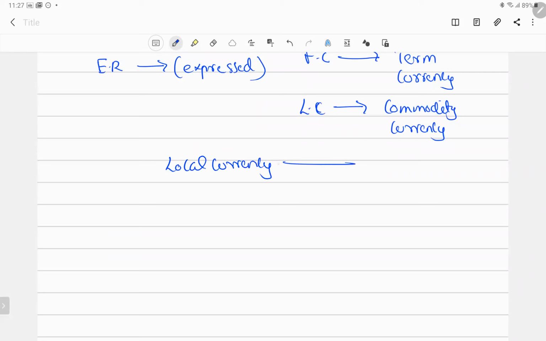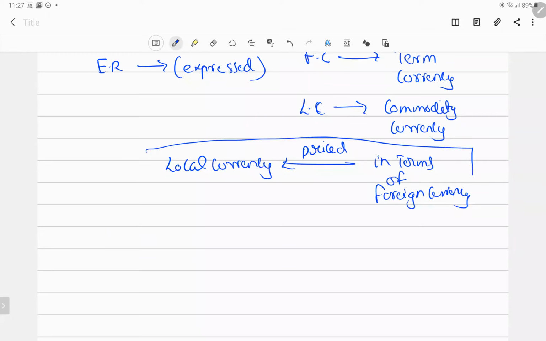So in volume quotation, how have they given it? The local currency is being priced in terms of foreign currency. The local currency is being priced in terms of foreign currency.